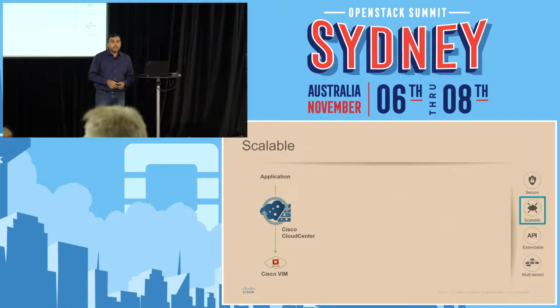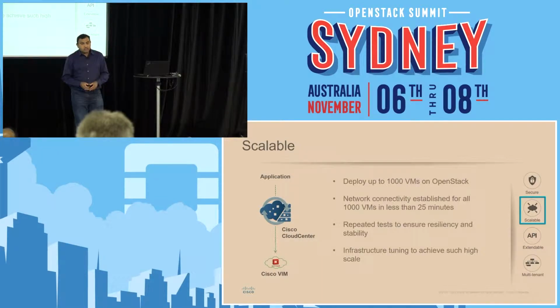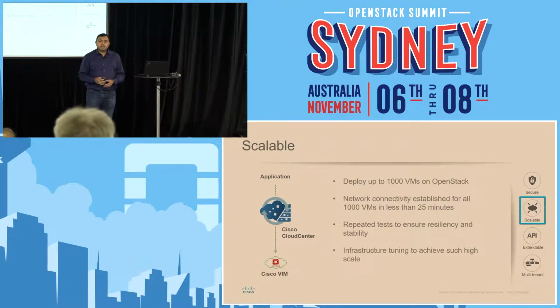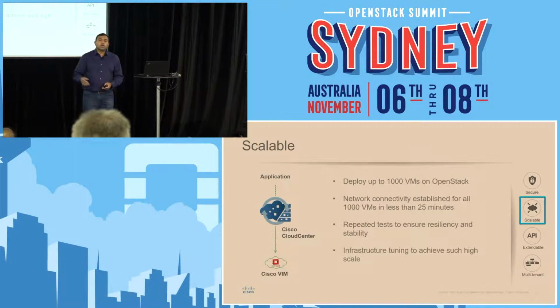The second aspect is scalability, right? So if you have a simple example here, an application driven by CloudCenter and being run on an OpenStack infrastructure, and in this case, it's a Cisco Virtualized Infrastructure Manager platform, OpenStack platform from Cisco. So essentially what you can do here, right? So it's not just about, hey, can I do this? Can I make this work? It's also about scale and getting real world applications and deployments out there.